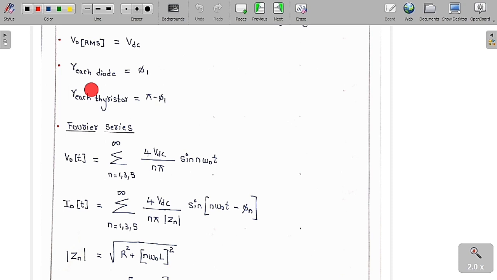Each diode is going to conduct for only phi 1, whereas each thyristor is going to conduct for pi minus phi 1. This we can obtain from the graph itself. So the conduction angle of each diode is phi 1, whereas the conduction angle of each thyristor is pi minus phi 1.